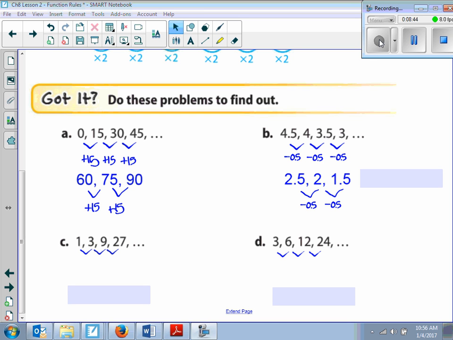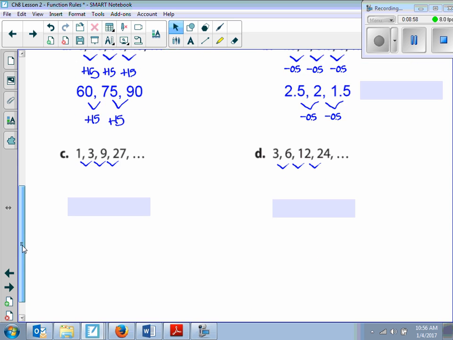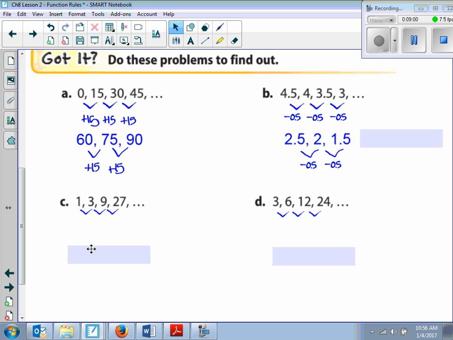So what kind of sequences are those? Arithmetic or geometric? Those are arithmetic. Very good. All right, so let's take a look at C and D. Okay, so how am I getting from 1 to 3, 3 to 9, 9 to 27? Times 3. Very good.